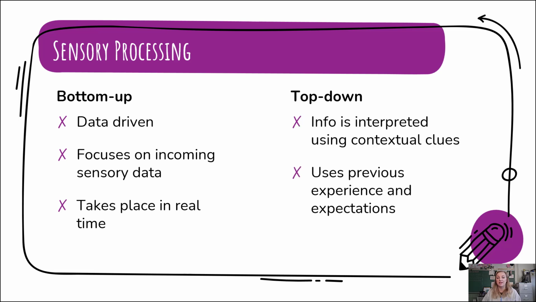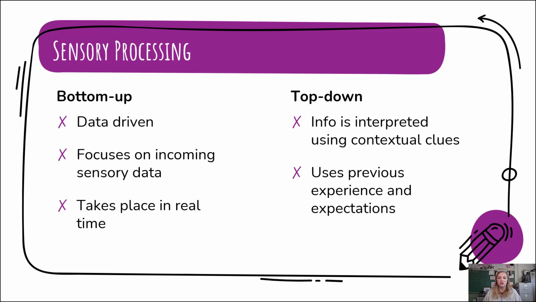Top-down processing, on the other hand, is when you are using the context of the situation, you're using your past experiences and expectations to make sense of the world. For example, if you're seeing a chair that you've stubbed your toe on before, you're going to avoid that chair in order to prevent that from happening again.